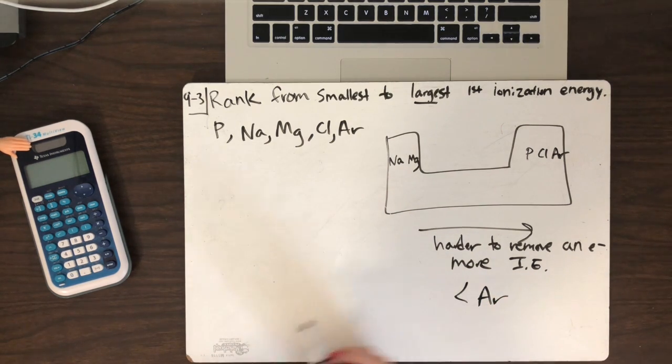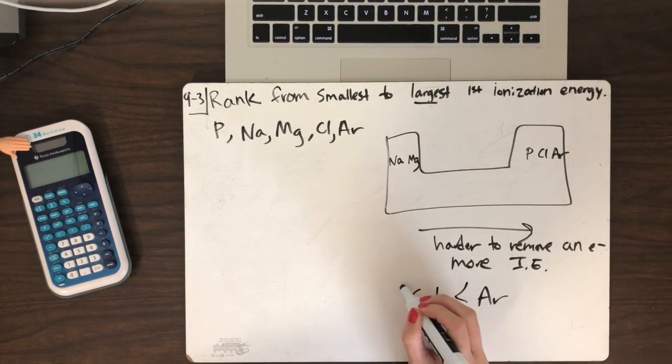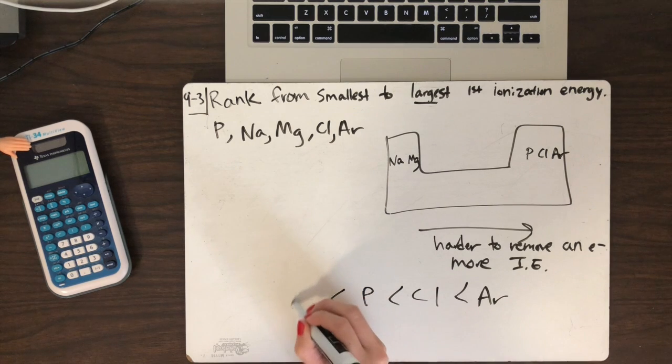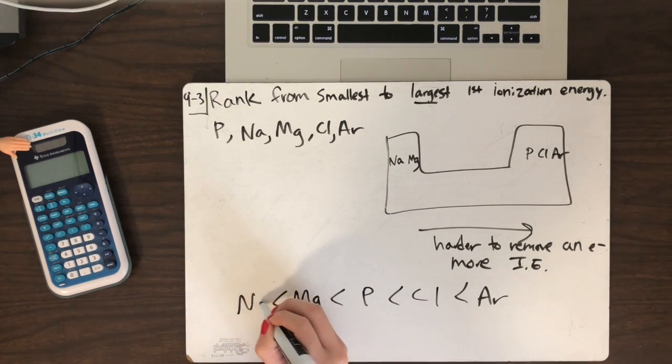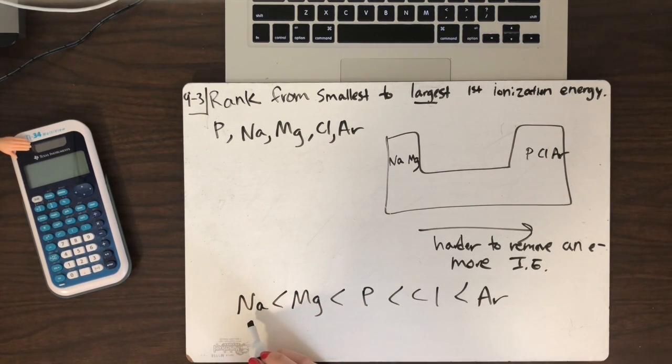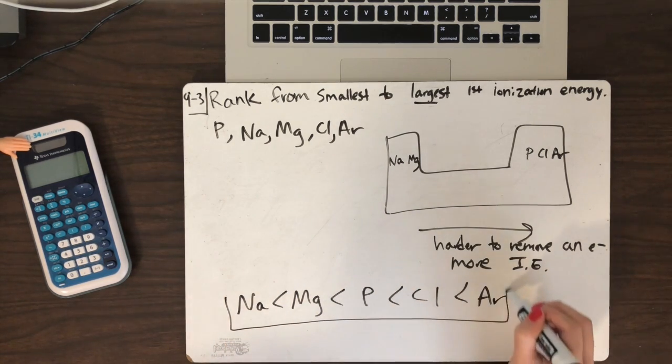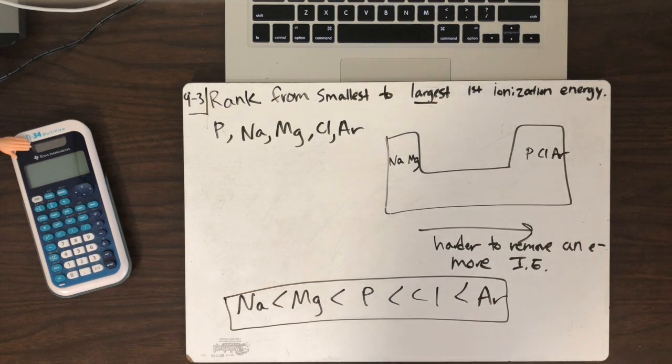And then going to the left, we'll just follow the trend of the periodic table. And Na is going to be the easiest because it has the least amount of protons. So it's not pulling as tight as the other ones.